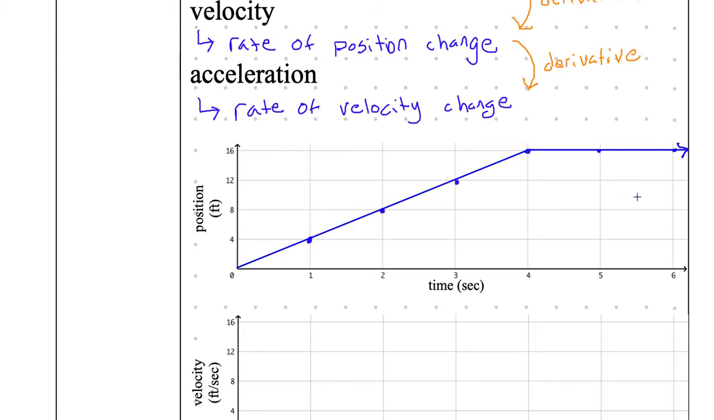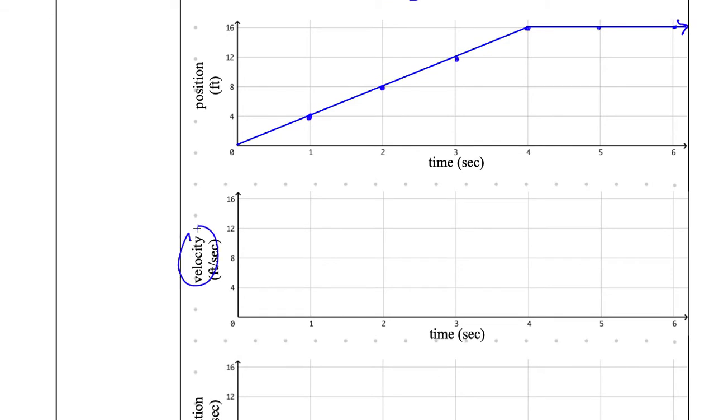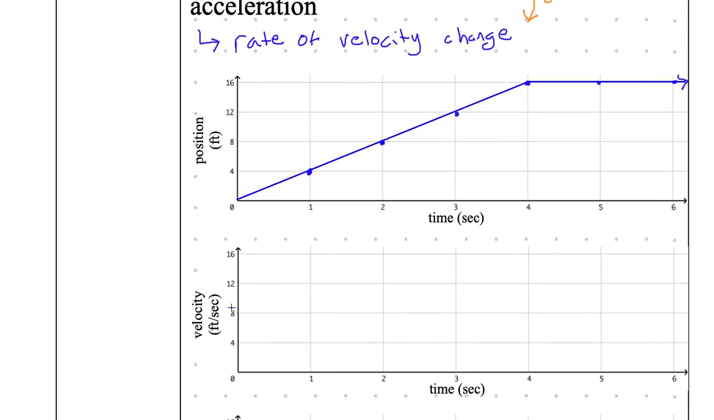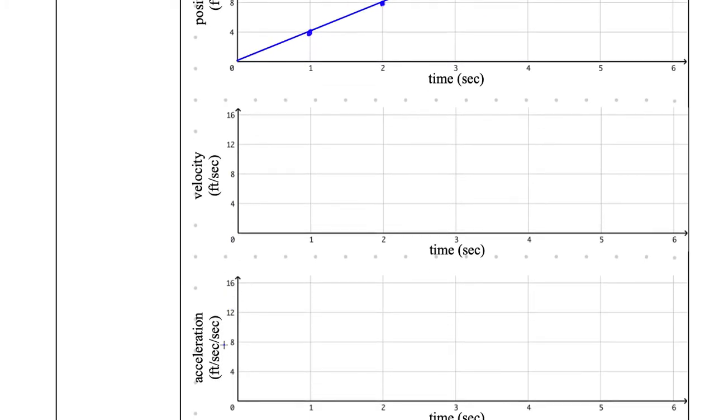Okay, so let's look at that same graph in terms of the velocity. Again, this was a position graph. Then we're going to do a velocity graph. Then we're going to do an acceleration graph. Note the units on the left-hand side. The units were feet, then feet per second, then feet per second squared. You're just really dividing by seconds again because you're taking the derivative again.